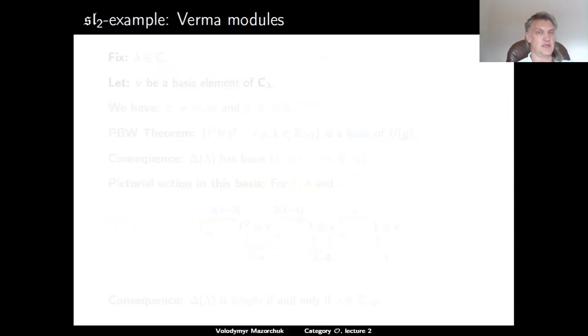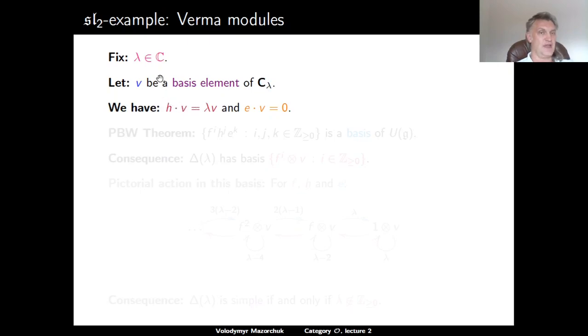Let's do the SL2 example. Fix a weight lambda, which in the SL2 case is just a complex number, and denote by V the basis element of the one-dimensional complex module C lambda. Our basis element H acts on V using the scalar lambda, and E kills the element V. E is the element of our N+.